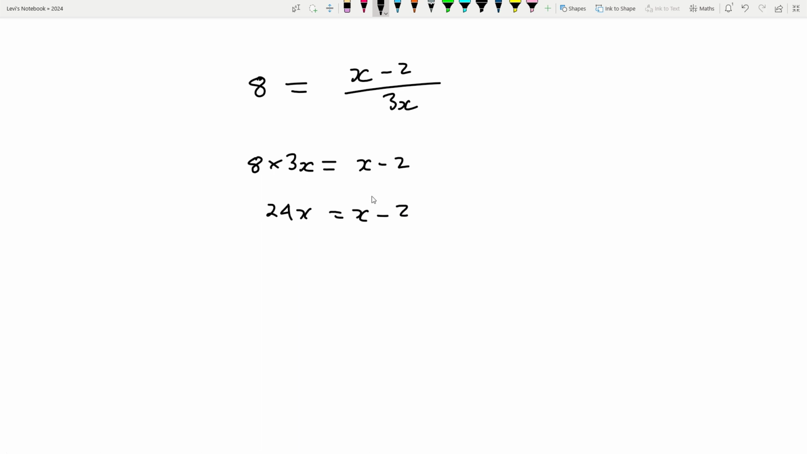You're going to minus x off both sides to get all the x's on the left hand side. So if you go x minus x, this gives you 0. 24 minus x gives you 23. So 23x is equal to negative 2. Then you're going to divide both sides by 23. So you get the answer is x is equal to negative 2 on 23.